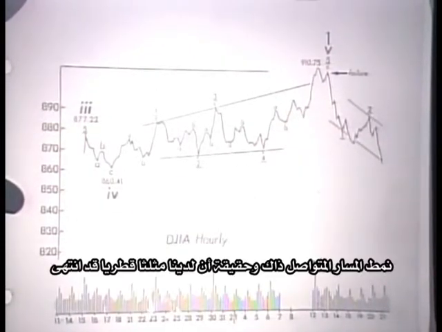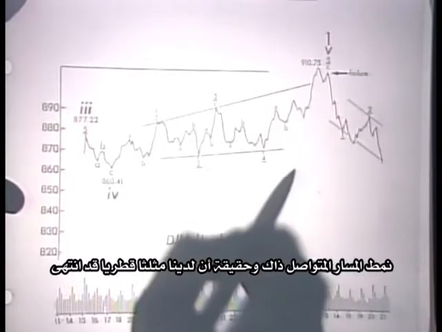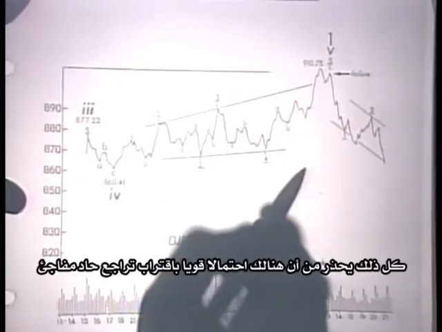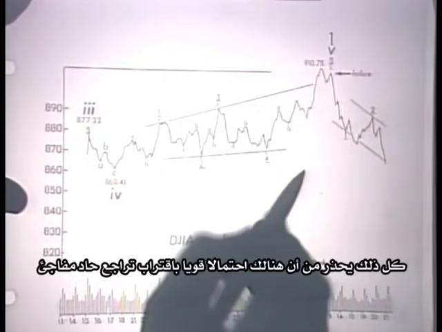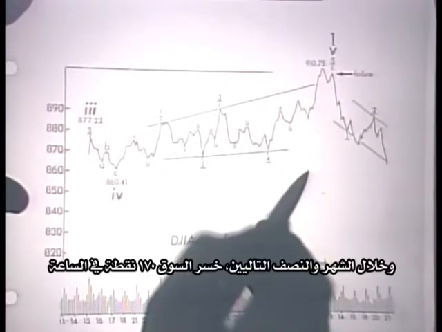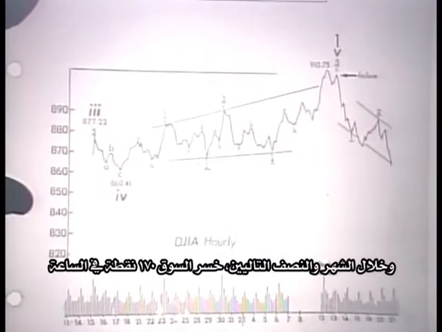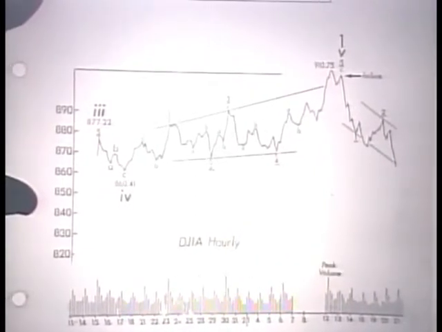Of course, this said it's an ending pattern. The fact that it's a diagonal triangle that completed said, look out, you might be due for a sharp, dramatic reversal. Well, over the next month and a half, the market lost 170 points on an hourly basis.